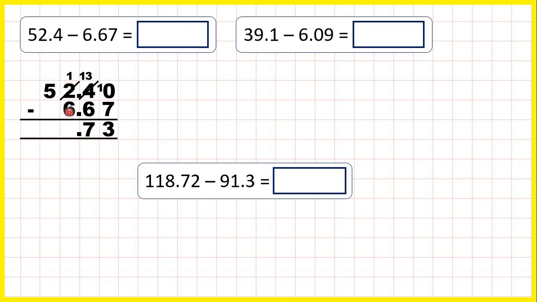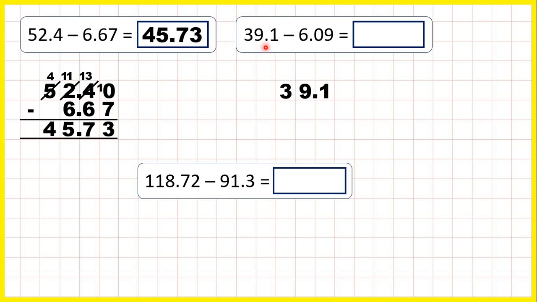We can't do 1 minus 6, so again go to the left, one less, one in front. 11 minus 6 is 5, and 4 minus nothing is 4. So our answer is 45.73.